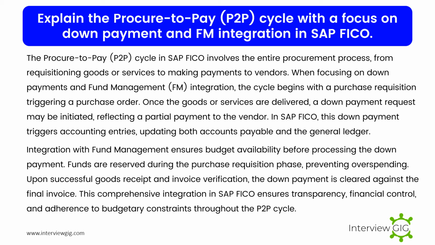payment to the vendor. In SAP FICO, this down payment triggers accounting entries, updating both accounts payable and the general ledger. Integration with fund management ensures budget availability before processing the down payment. Funds are reserved during the purchase requisition phase, preventing overspending. Upon successful goods receipt and invoice verification, the down payment is cleared against the final invoice. This comprehensive integration in SAP FICO ensures transparency, financial control, and adherence to budgetary constraints throughout the P2P cycle.